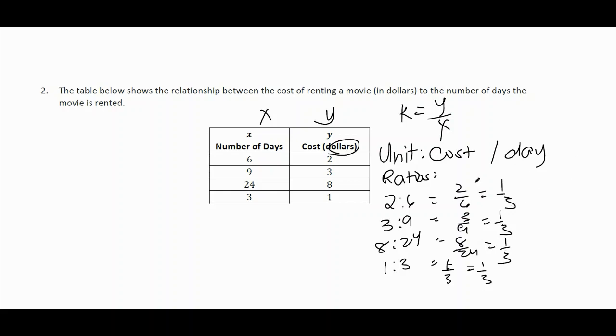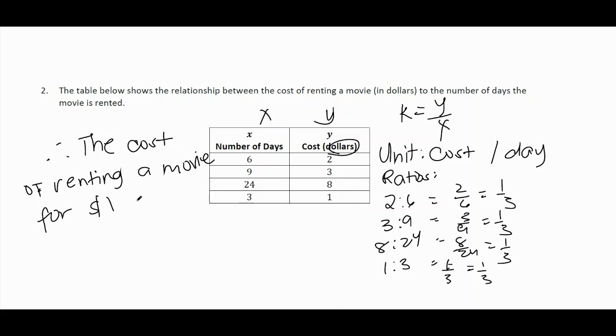So as you can see, all of these are the same, which means we can say that the cost of renting a movie is $1 for 3 days. So we can say that it is proportional.